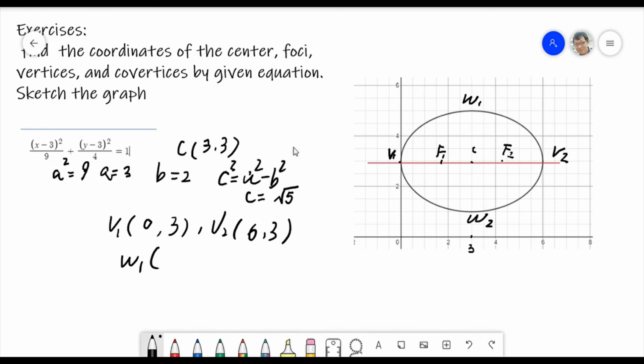So W is b, right? b is 2 based on the center. The center here, the y-axis, is 3, right? 3 plus 2 is 5, right? And the x-axis is 3, so it's (3, 5).